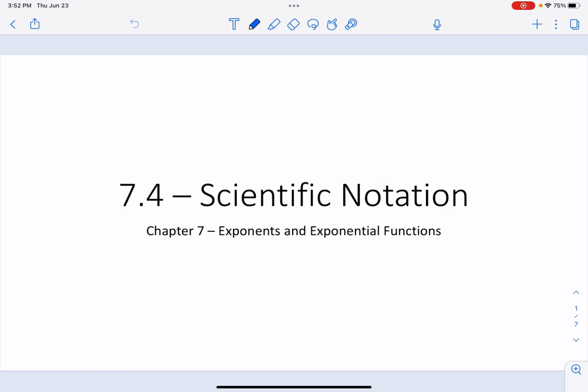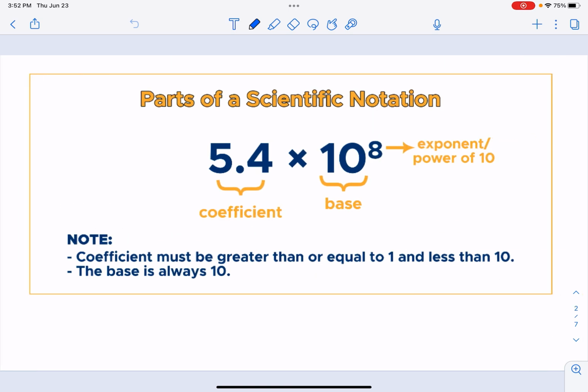In this video, we're going to be talking about scientific notation. Okay, parts of a scientific notation. So, the coefficient is 5.4, so that's some number greater than or equal to 1 and less than 10. So the number has to be between 1 and 10. And then that's times your base, which is always 10, to some power, here 8.